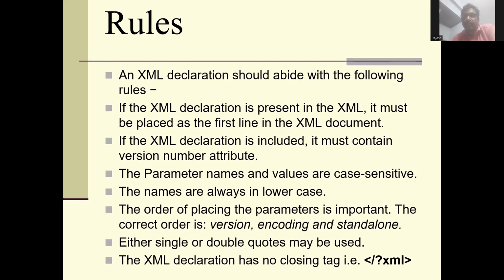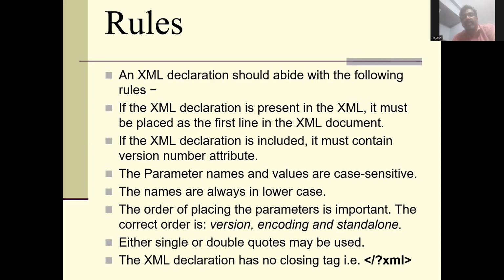First, the XML declaration should be in the first line, and second, that declaration must contain the version number attribute of 1.0. The parameter names and values are always case sensitive, so if you change anything, it will not be well formed or valid. The names are always in lowercase. For example, in the previous example I gave author in full capital letters, but that is not good practice. We can start or end the element in lowercase, not uppercase or first letter capital.